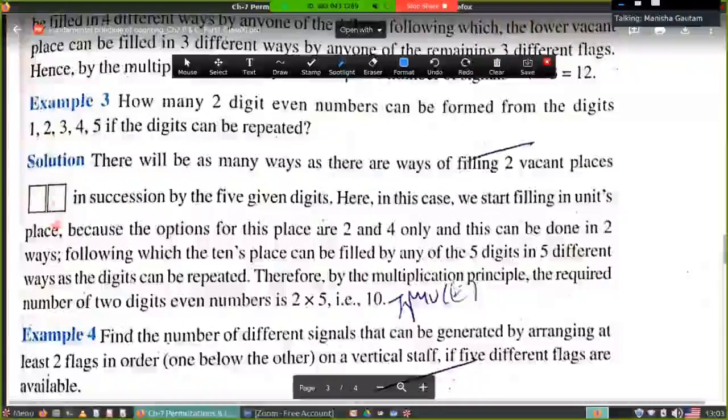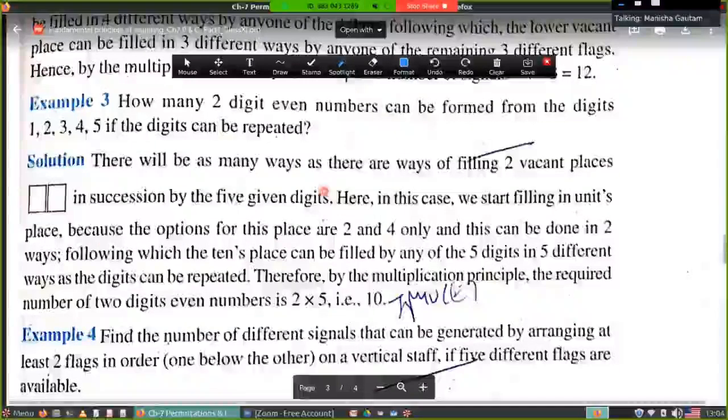So the ones place will be filled by what? By using 2 or 4 only, because an even number is required. It will be 2 and 4 on the ones place. 2 possibilities are there to fill the ones place digit. At the tens place digit, how many ways are there to fill? Check.